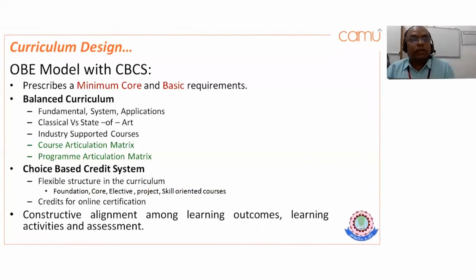I'll just continue here. The first part was mainly concentrating on the OBE part. The second one is about the choice-based credit system, that means a flexible structure for an individual student. If a student wants to become a designer, what do we have to do? What are the courses to be offered, or what are the courses to be chosen by the students?